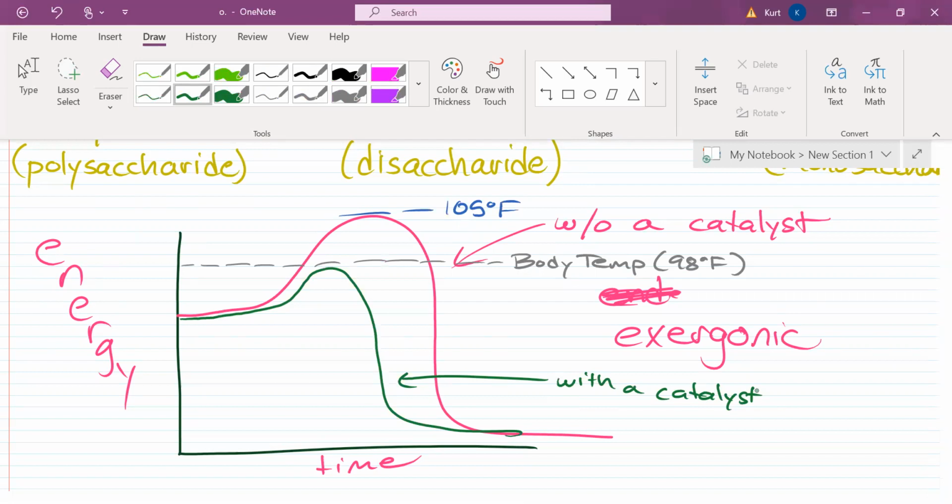So today I want to ask you, which reaction ended first? The exergonic reaction with a catalyst or the one without? With.